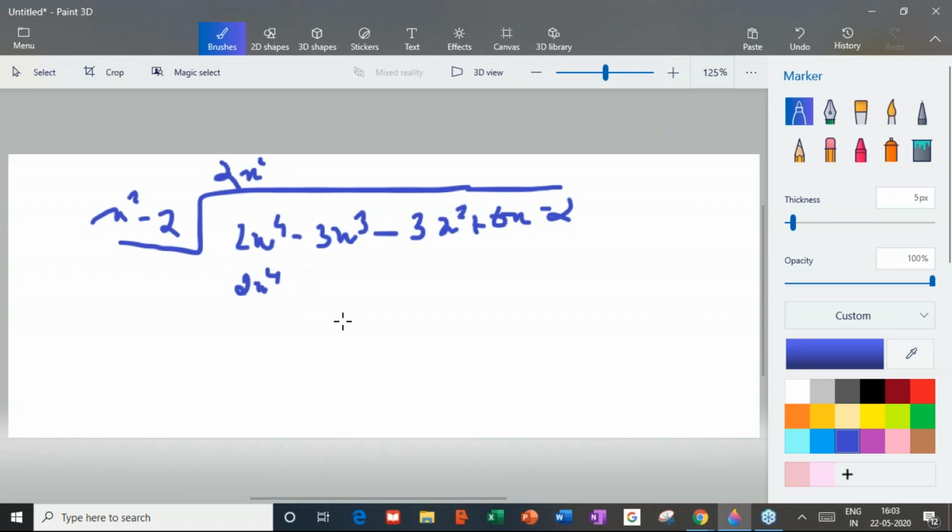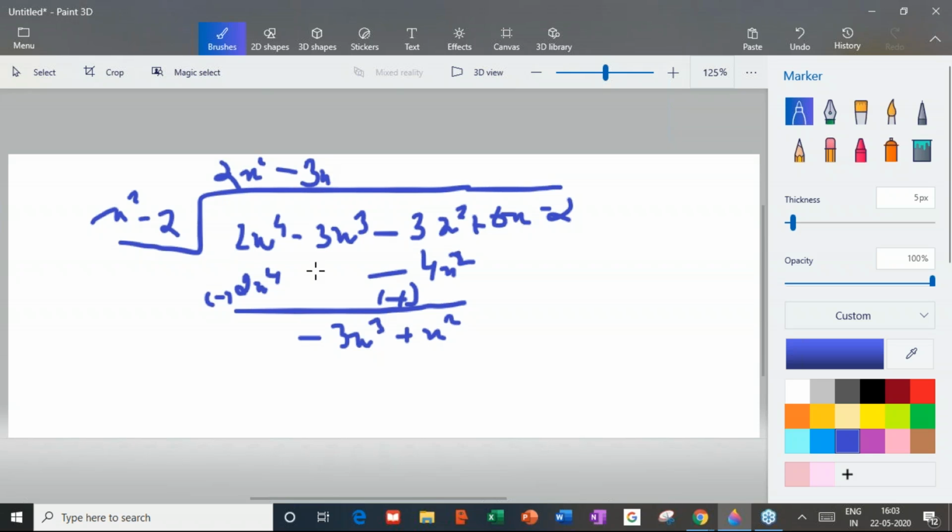So you will get 2x to the power 4. Next, 2x square times minus 2. So there will be nothing here. You will get here minus 4x square. So this will be minus, this will be plus. You get 3x cube minus 3x cube. This will be plus x square. Okay. Now you need minus 3x cube, which is minus 3x. Correct? So you get here minus 3x cube plus 6x. There will be nothing here. We'll bring down 6x.